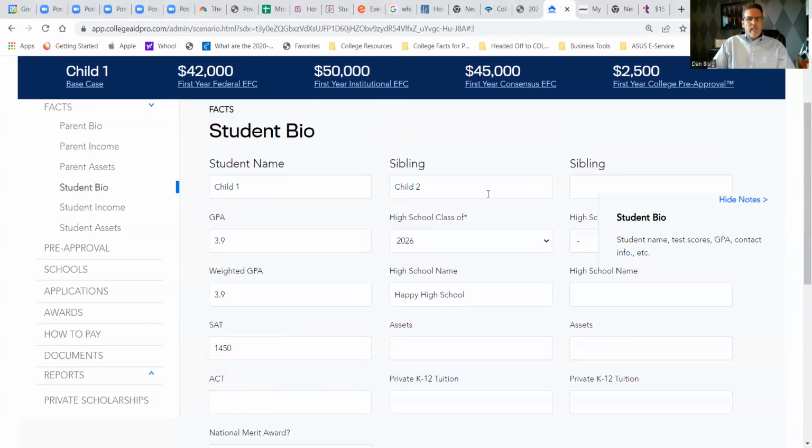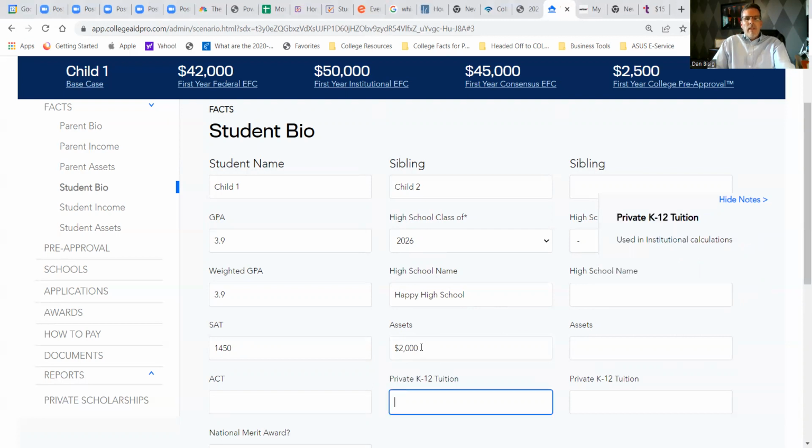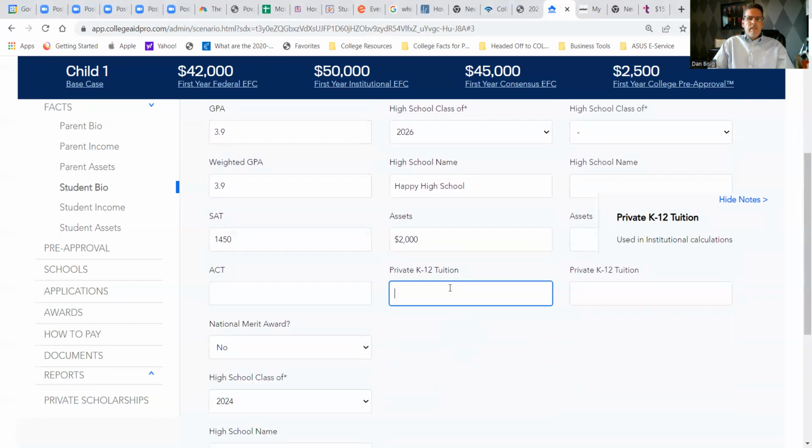Also, there's a second sibling. And so their graduation year is here as well as the same high school. Now, if they have some money, so if they've got $2,000, let's say in their cash and checking accounts or investment accounts for that matter, then we plug that in here as well. It really shouldn't probably have an impact, but from the institutional or the consensus, it may, depending upon how much is there. They do count that as well as private tuition costs.